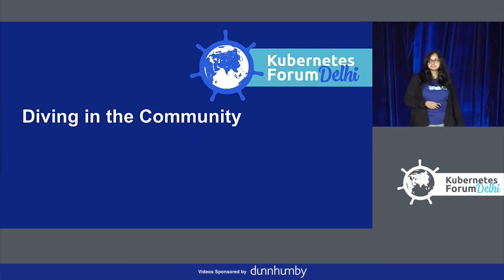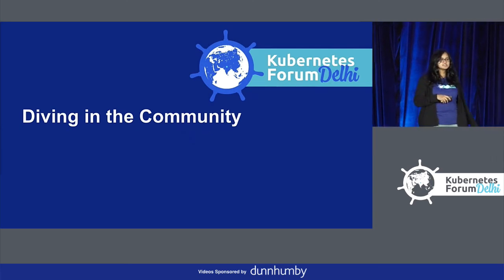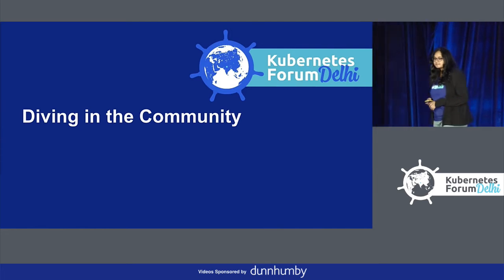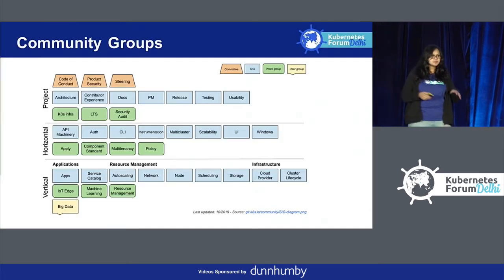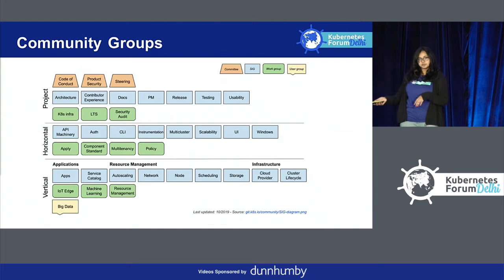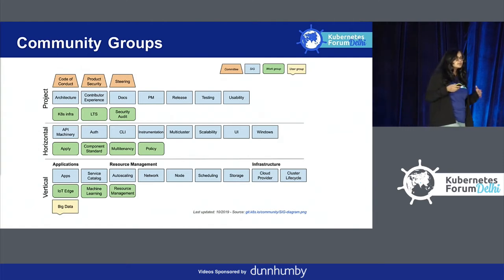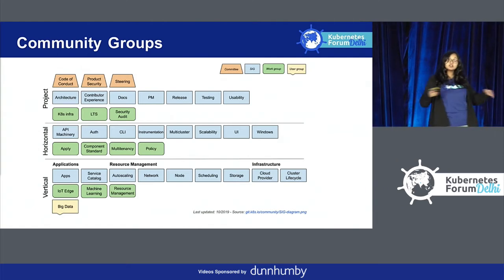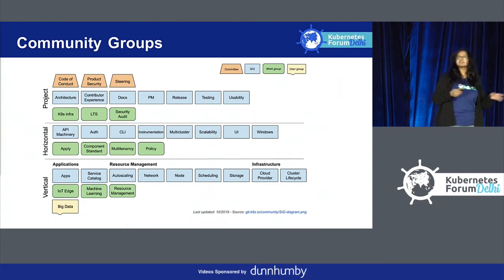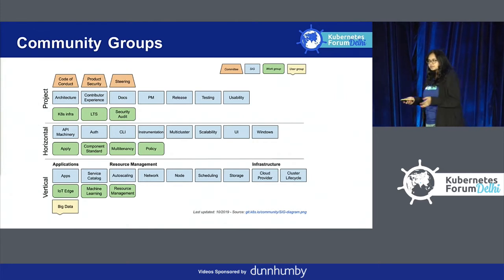So let's dive into the Kubernetes community and see how the project works. The Kubernetes upstream project is divided into multiple groups. The most common one that you might have heard up until now in this whole conference is SIGs. SIGs stand for Special Interest Groups.